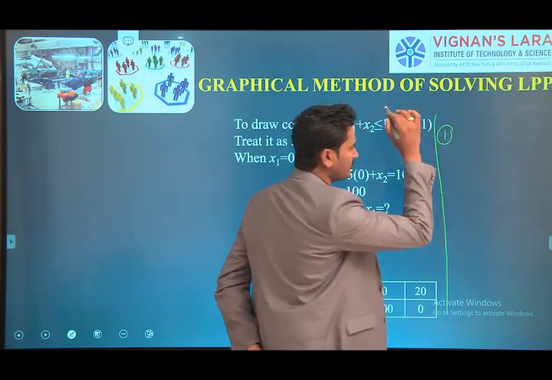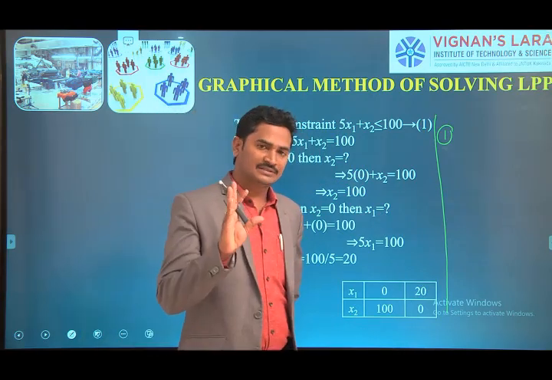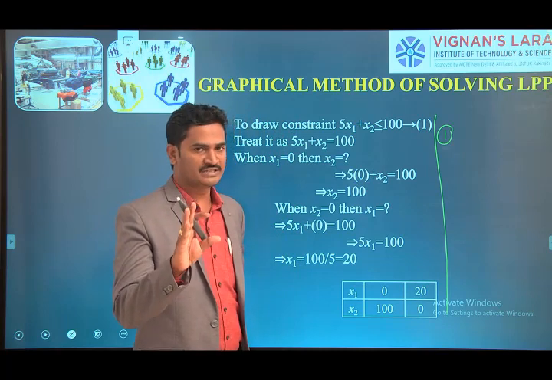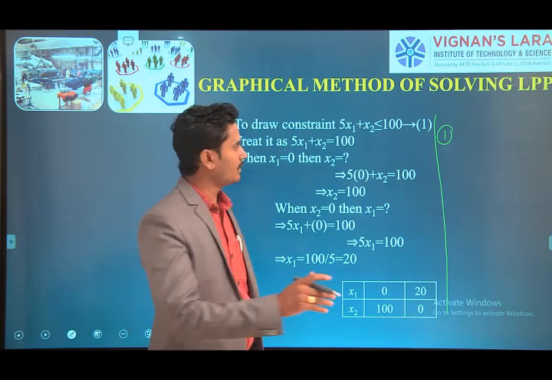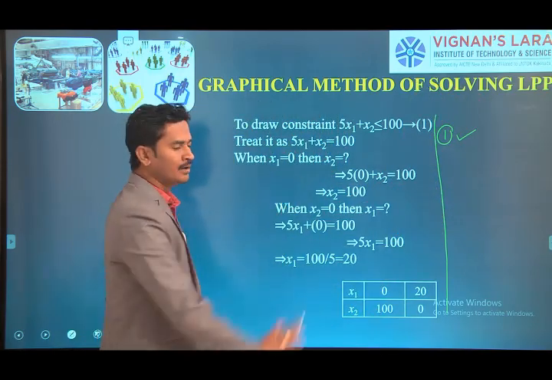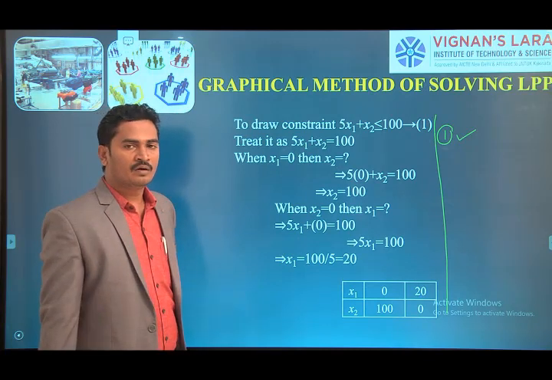Or what are the steps involved to solve the graphical method? Step 1. We check the decision variables. If the problem has two decision variables, simply we choose the graphical method. Step 1 is satisfied. Here we have only two decision variables. Okay, next coming to the second one. What is the second one?